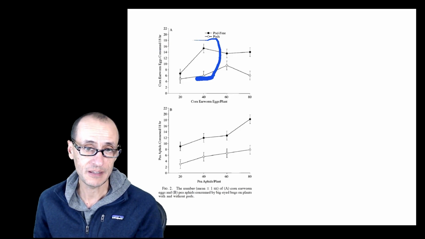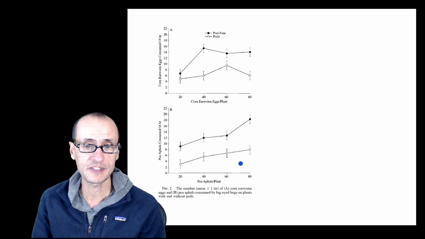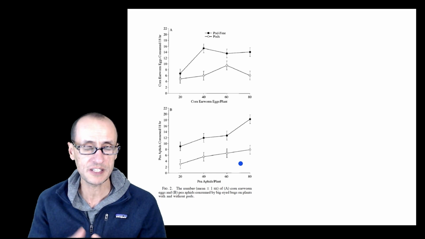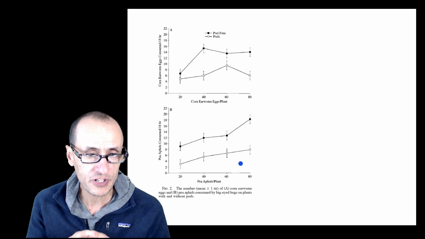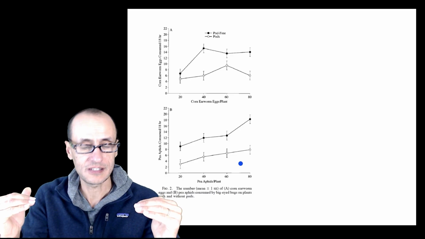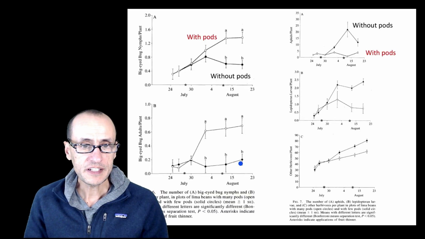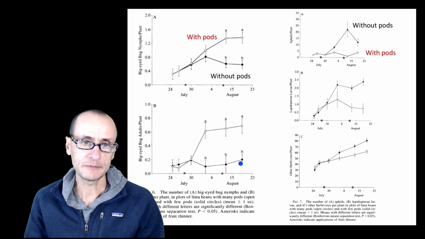And when you added the plant resource, the pods, then actually consumption dropped off significantly. So this is an example, at least here in these short-term experiments, where having omnivory occurring actually releases the prey from consumption. However, they did this experiment over a larger time scale as well.